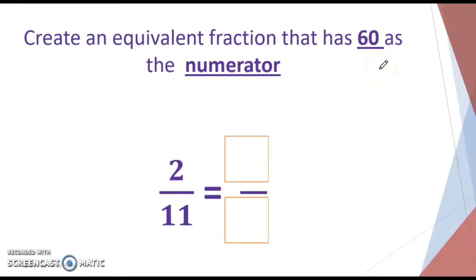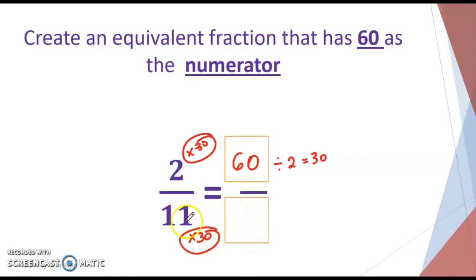The next part, we are going to use equivalent fraction, and we're going to use 60 as the numerator. So for our equivalent fraction that we're creating, we are going to have 60 for our numerator. So here I have 60. I am going to divide by 2. That is going to give me 30. So therefore, they multiplied by 30 here. And I am going to also multiply by 30 my denominator, and 30 times 11, that is 330. So my equivalent fraction for 2 over 6, when 60 is the numerator, is 60 over 330.